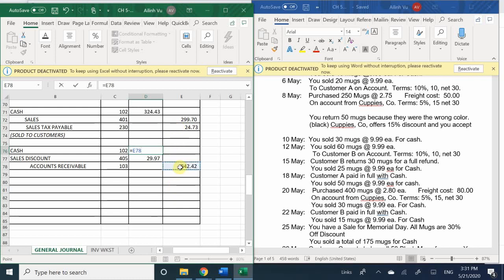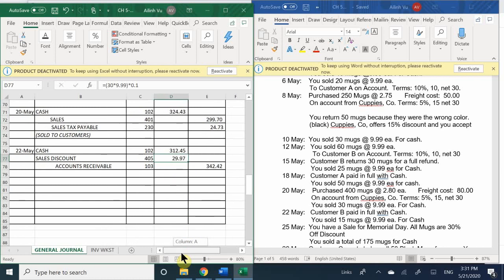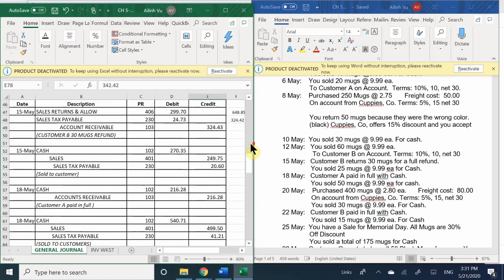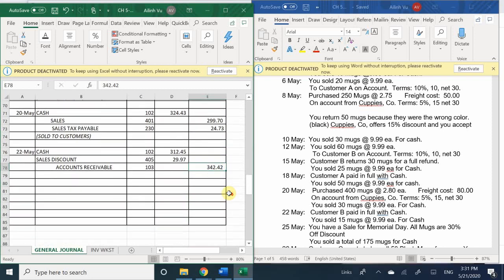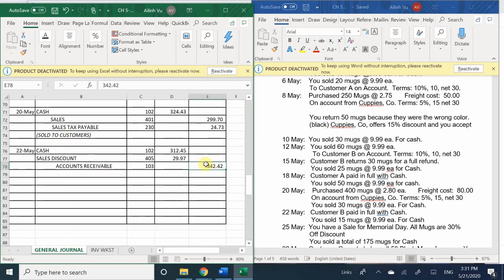312.45. Let me see, 312.45. And that is correct. Shouldn't the accounts receivable be 324.42? What did you say? 324 or 342? Oh, yeah, good. 324.42. My bad.